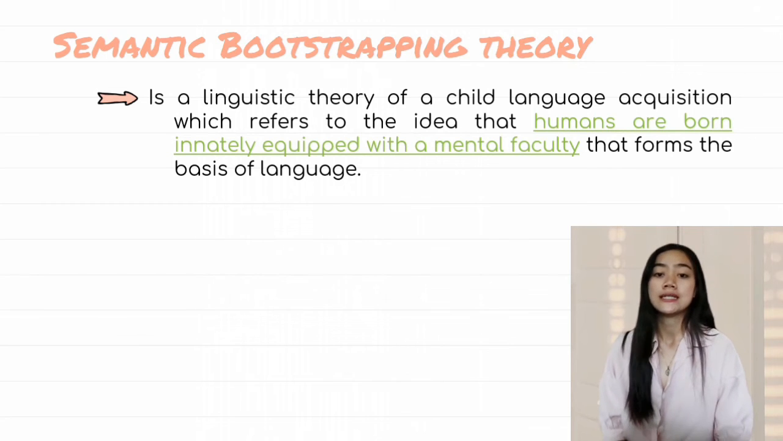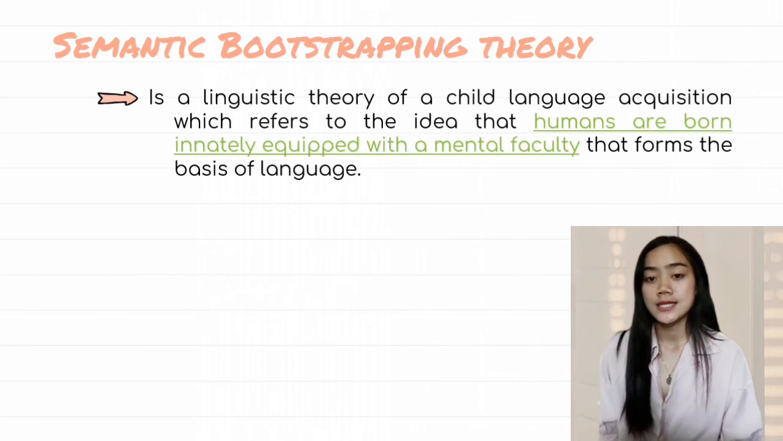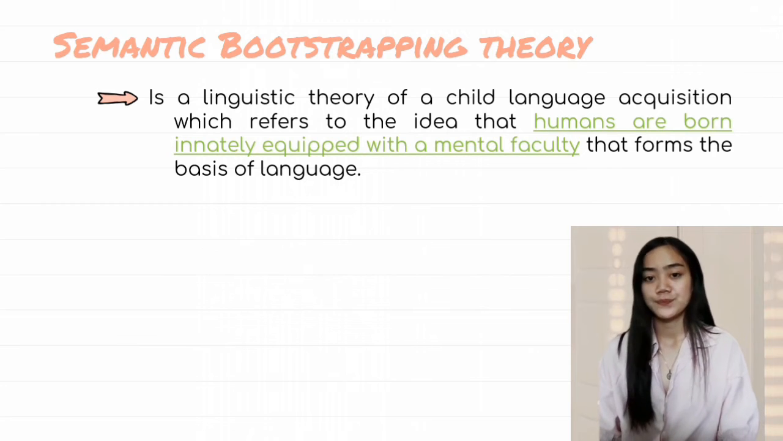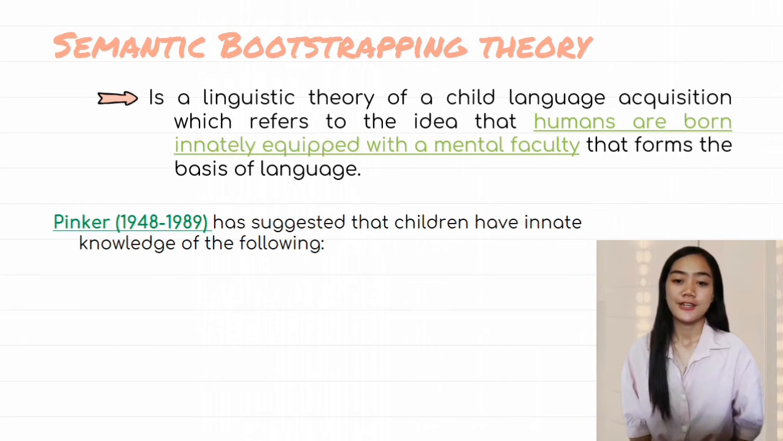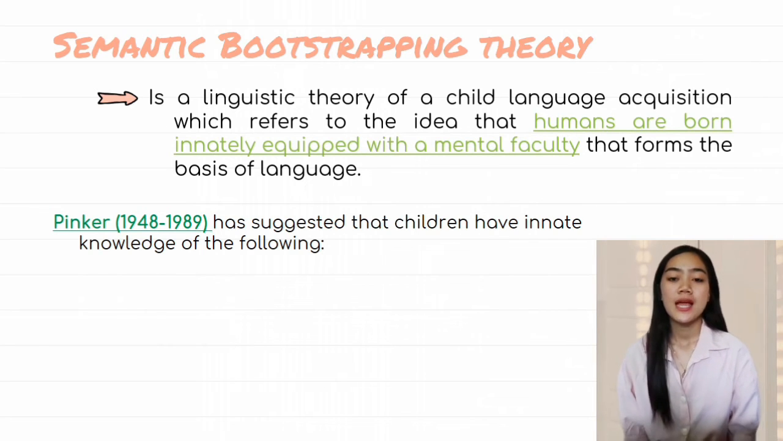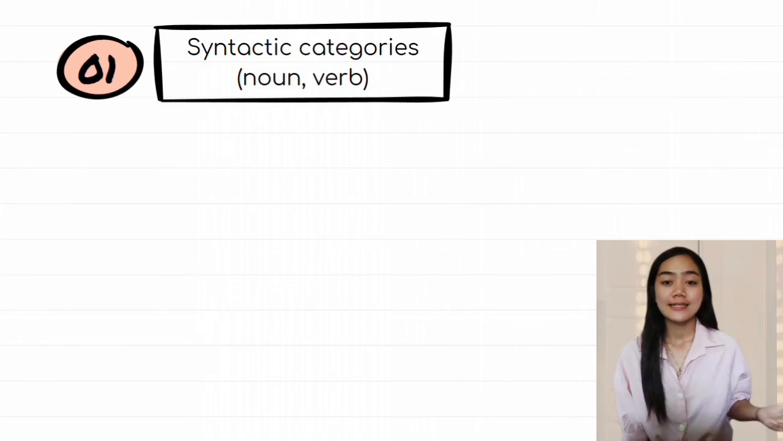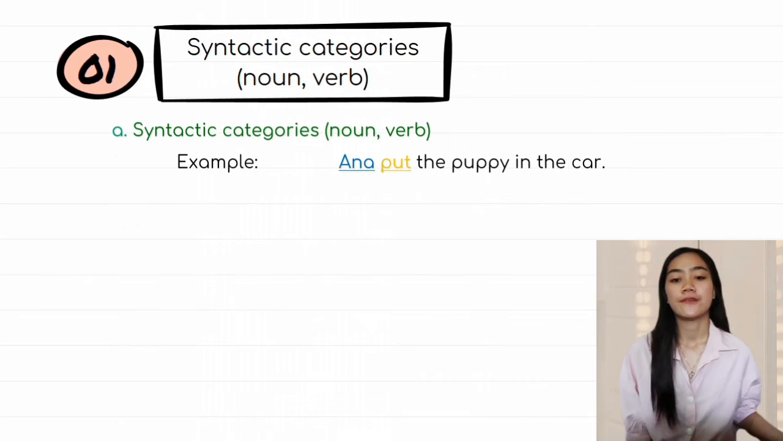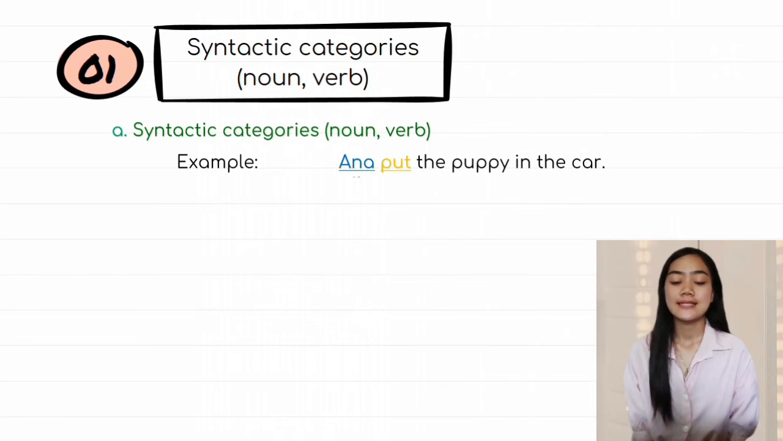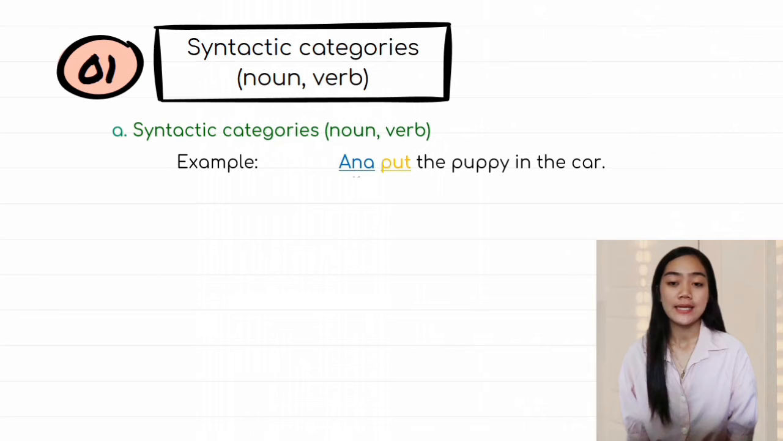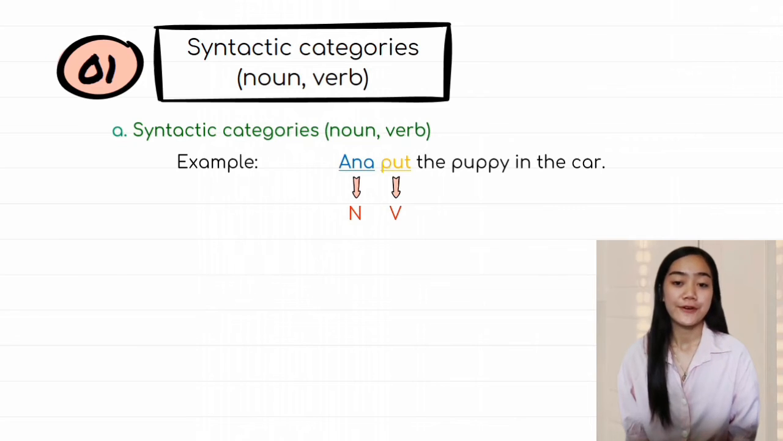that humans are born innately equipped with a mental faculty that forms the basis of language. According to Pinker, children have innate knowledge of the following. The first is syntactic categories, the noun and verb. For example, in the statement, Anna put the puppy in the car, the child has innate knowledge that Anna could be the noun and put could be the verb.